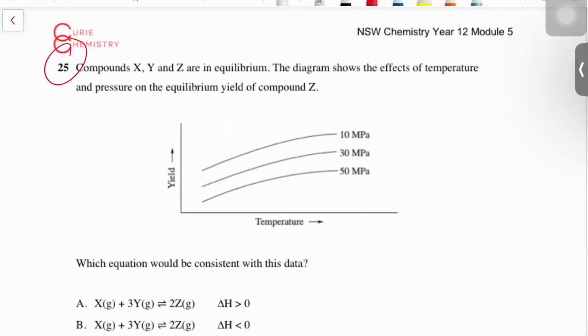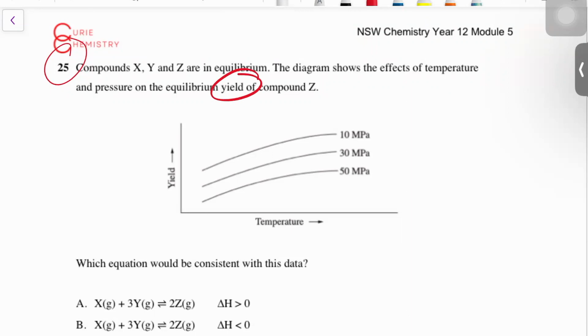Compounds X, Y, and Z are in equilibrium. The diagram shows the effects of temperature and pressure on the equilibrium yield of Z. So you want to look at the question and get all of the words out that have a certain meaning. First things first, yield is of a product. You don't yield a reactant. So yield is the thing that you make.